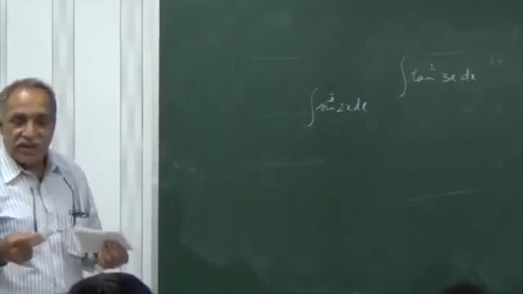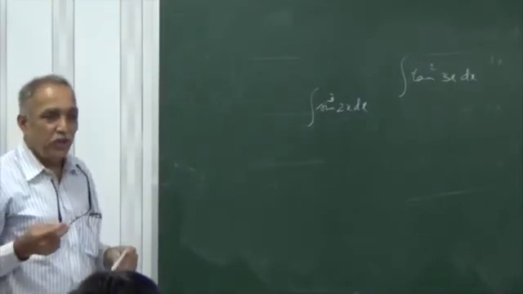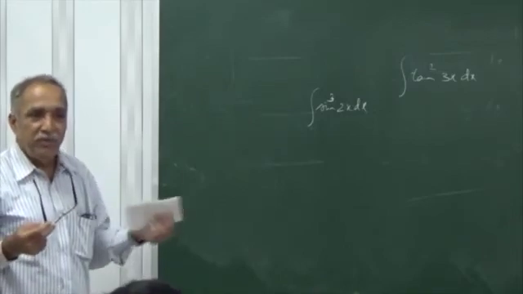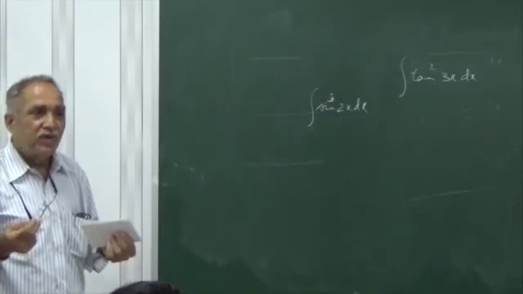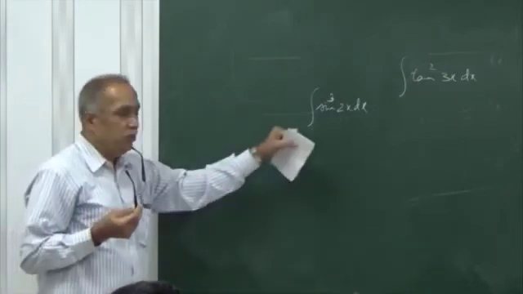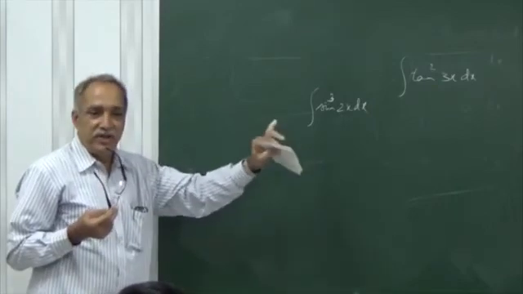Make use of the identity for sin 3x. Sin 3x is 3 sin x minus 4 sin cube x. So sin cube x will be 1 by 4 of 3 sin x minus sin 3x. Use it, you will be able to find it as a linear expression, carry out integration.